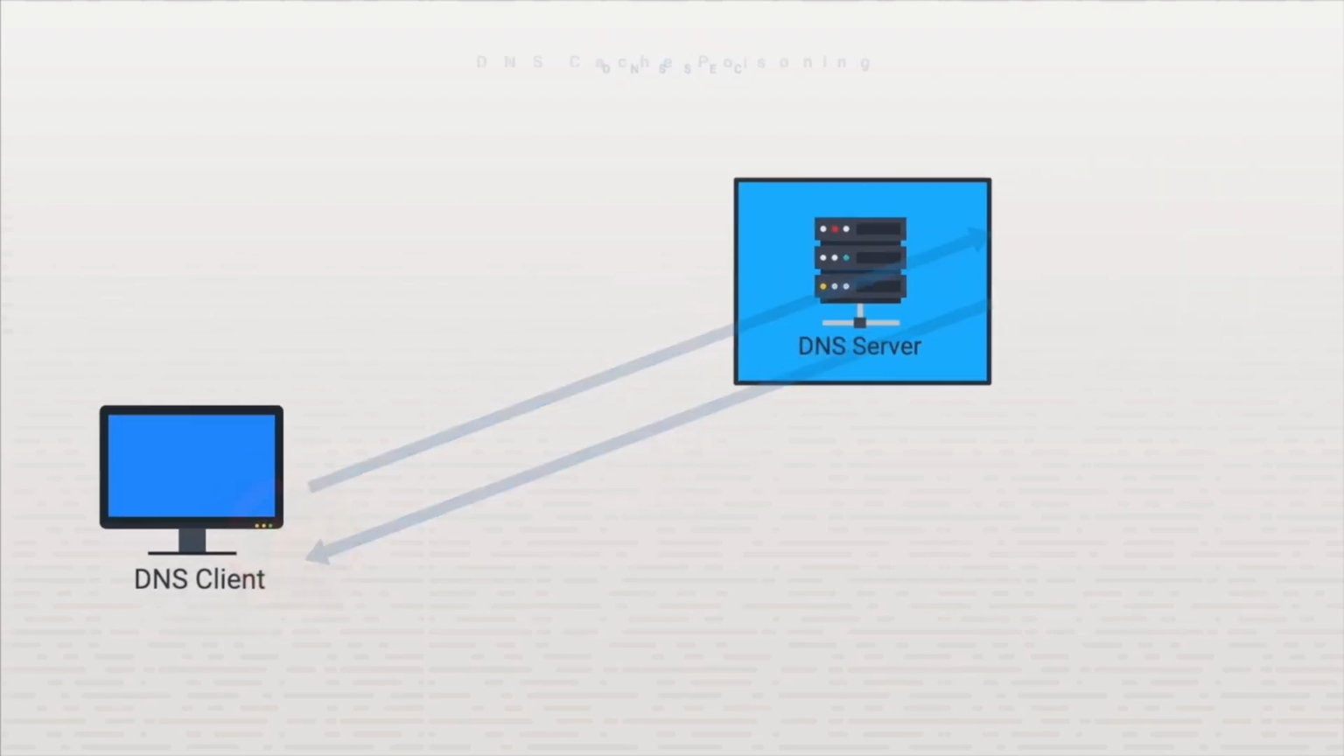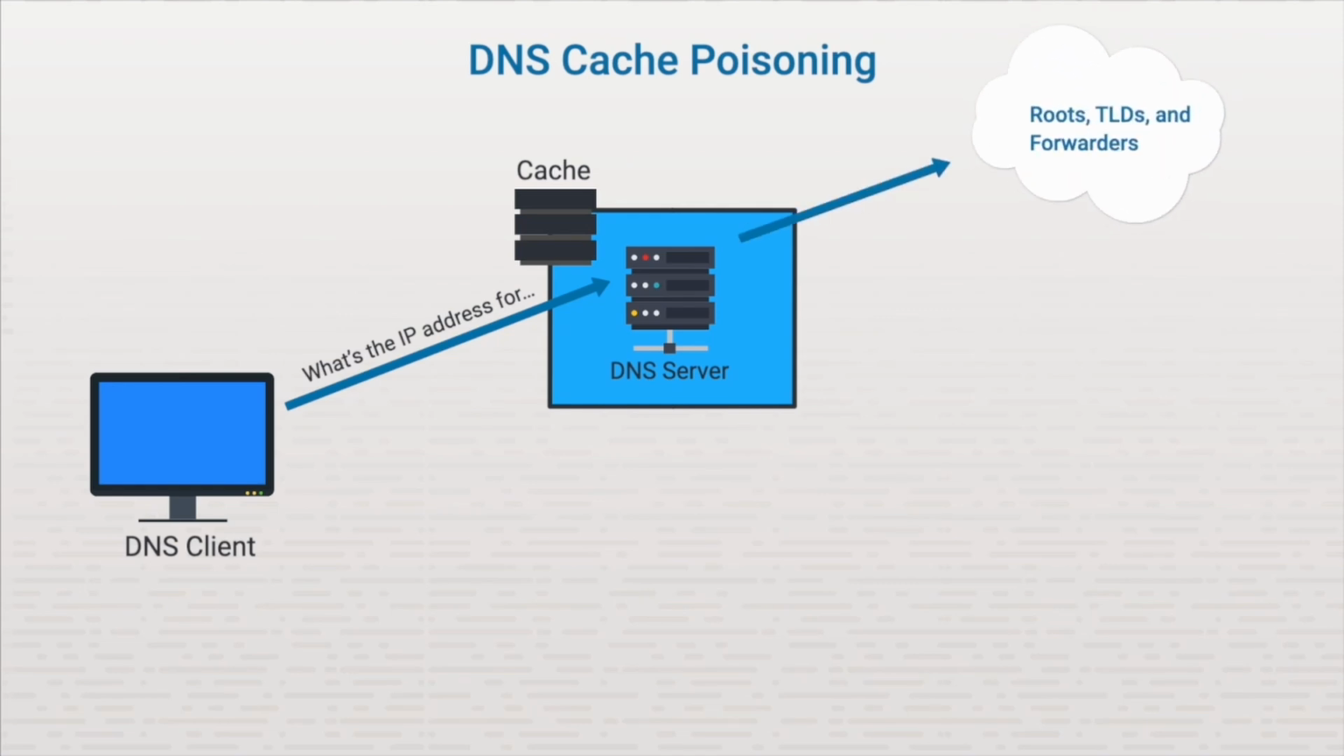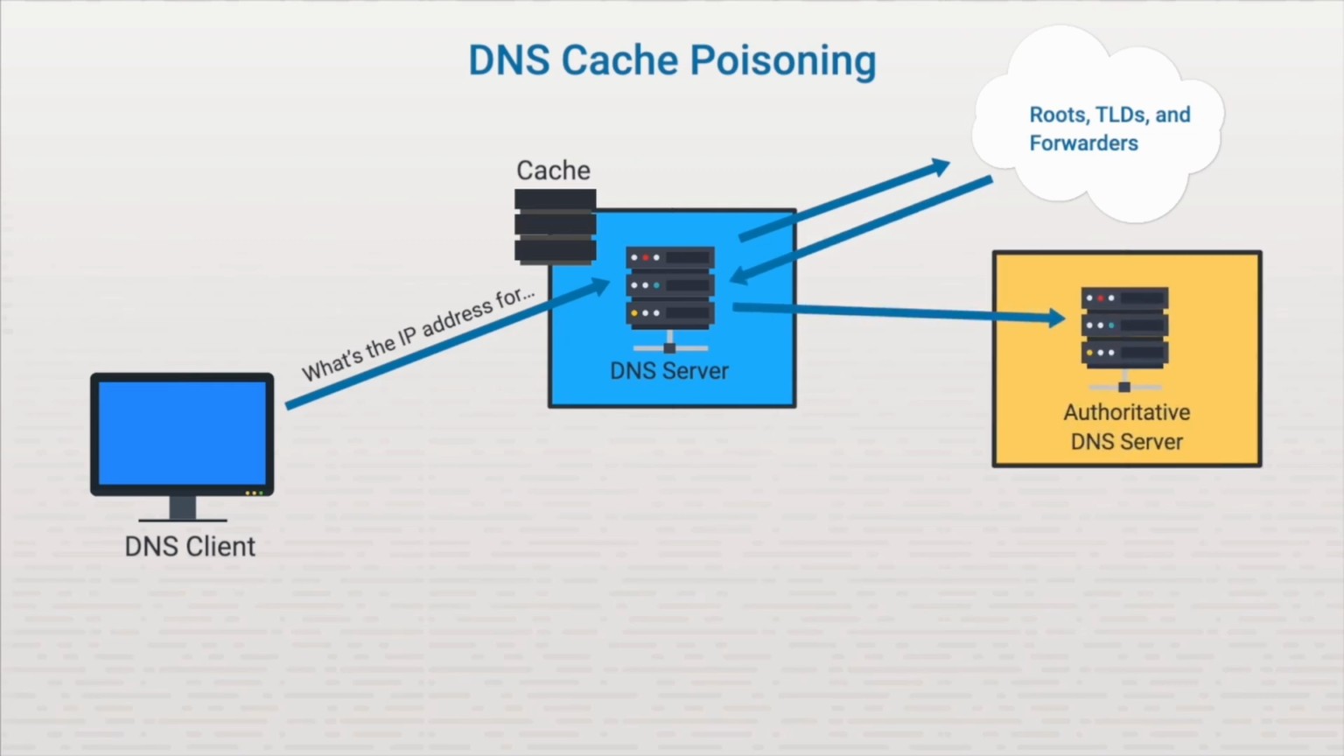Now, let's look at another attack called DNS cache poisoning. Typically, when a client requests an IP address, the recursive DNS server first checks its zone and cache for the record. If the DNS server finds the record in the cache, it sends it to the client. However, if it doesn't find the record in the zone or cache, it queries root servers and top-level domain servers, or forwarders, and is directed to the authoritative server.